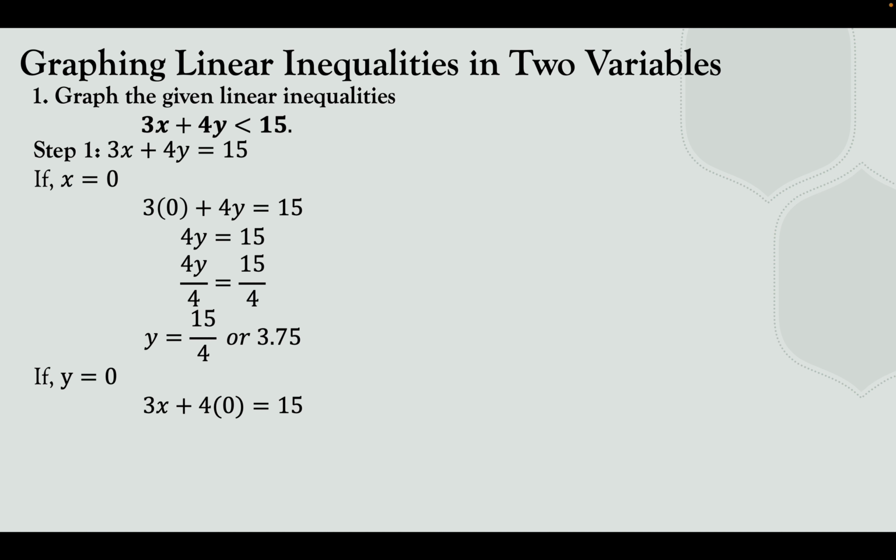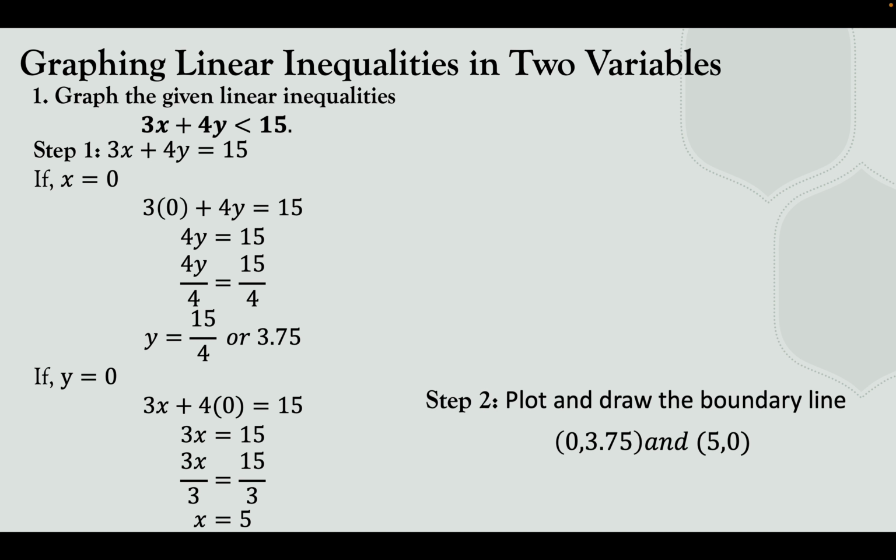For the x-intercept, we will now let y equal 0. So substitute y into the given linear equation. We have now 3x plus 4 times 0 equals 15. So we have 3x plus 0, so 3x equals 15. Divide both sides by 3. So we have x equals 15 divided by 3, which is 5.